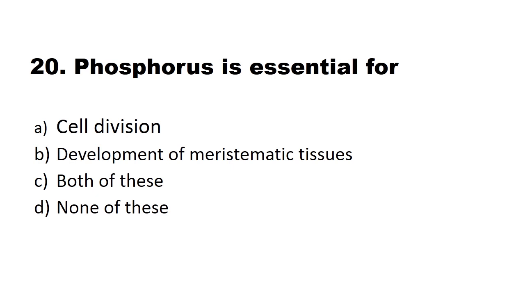Question number 20. Phosphorus is essential for, and the options are option number A, cell division, option number B, development of meristematic tissues, option number C, both of these, and option number D is none of these. And the right answer is option number C, both A and B. Phosphorus is essential for cell division and development of meristematic tissues as well.